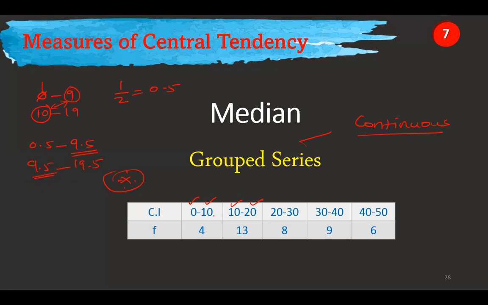Most of the time, the continuous class interval is given as it is. If it is not, we have to make it into a true class interval. That is the first method. You have to be careful.